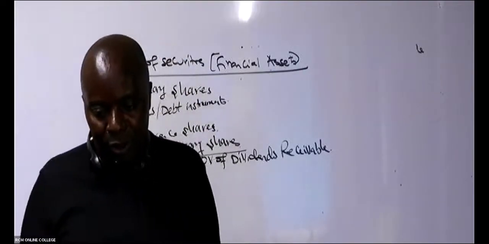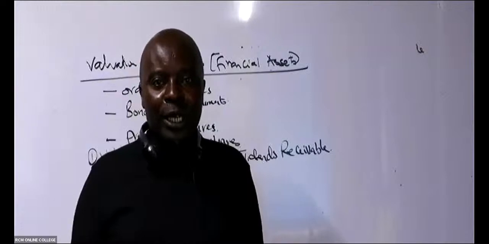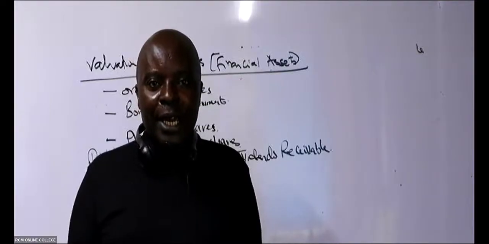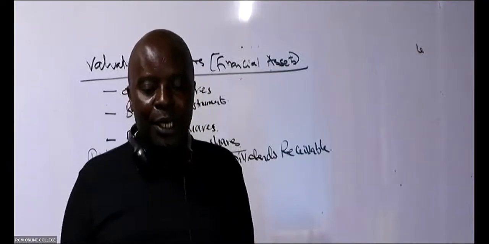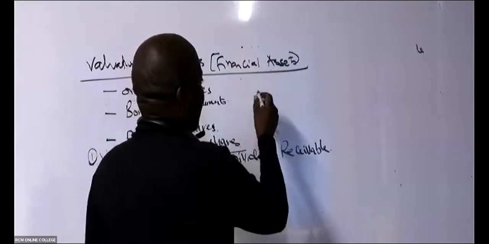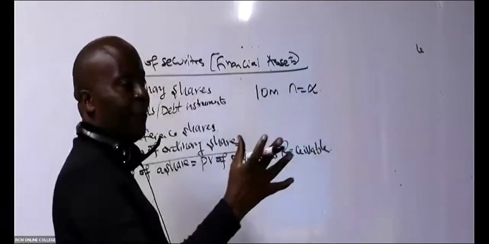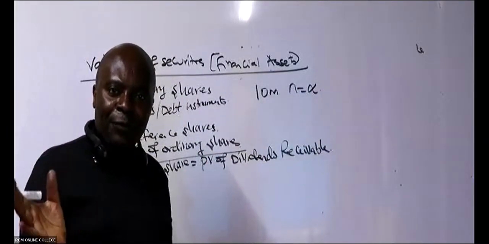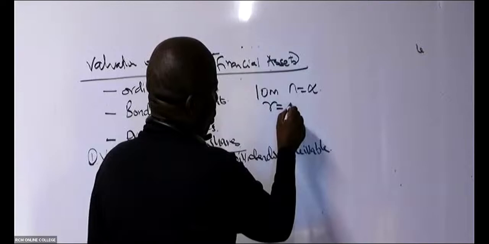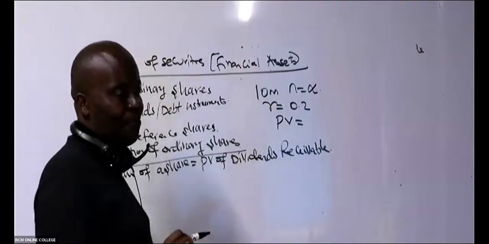Now, let me ask you a question. Assuming in this case we have Queen. Queen gets somebody who tells her, hey Queen, you'll be getting 10 million Kenya shillings every year, to infinity, indefinitely. And then R, the cost of capital, they give you a cost of capital of say 0.2. Can somebody give me the present value of Queen's cash flow?